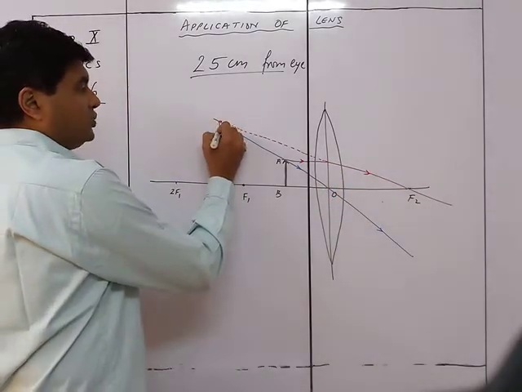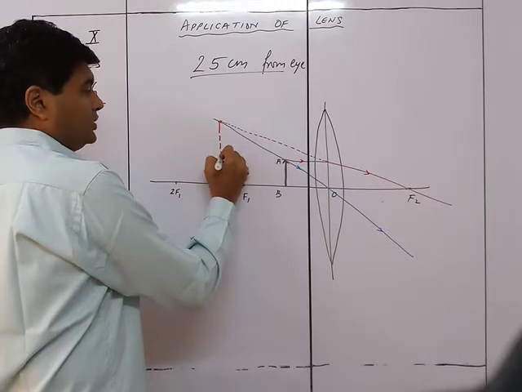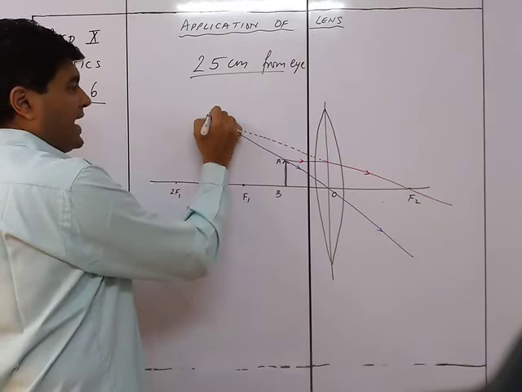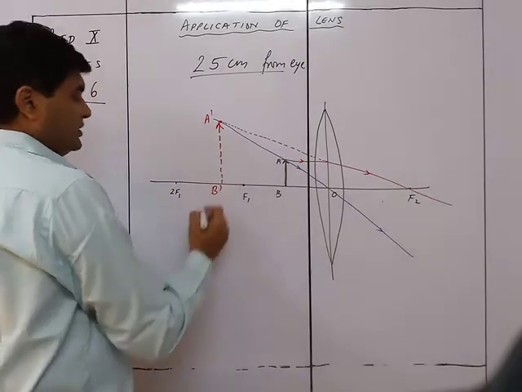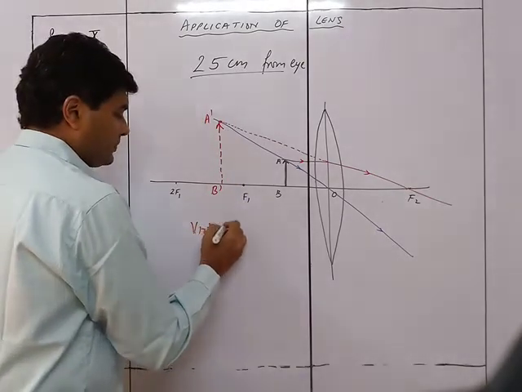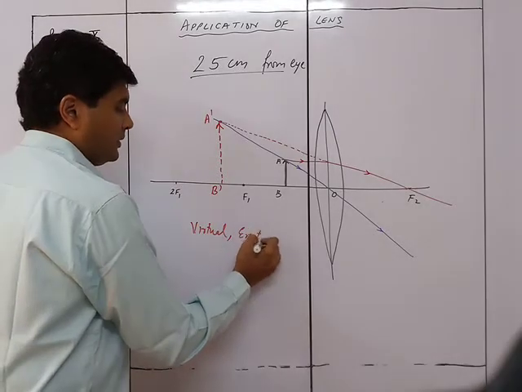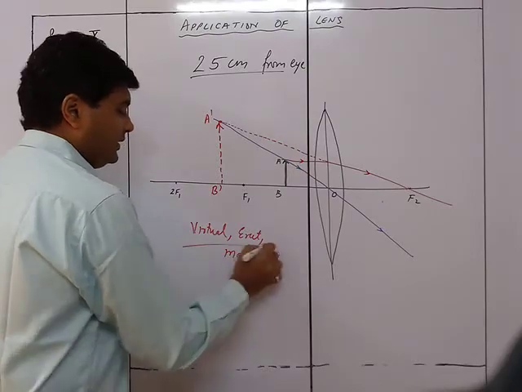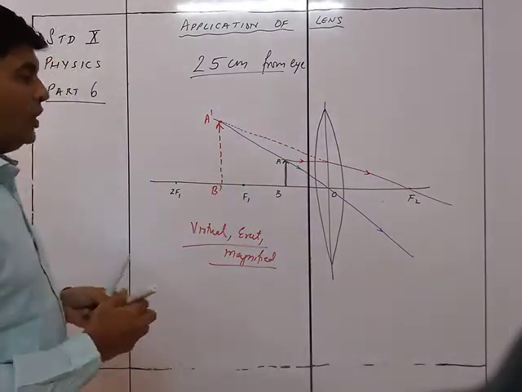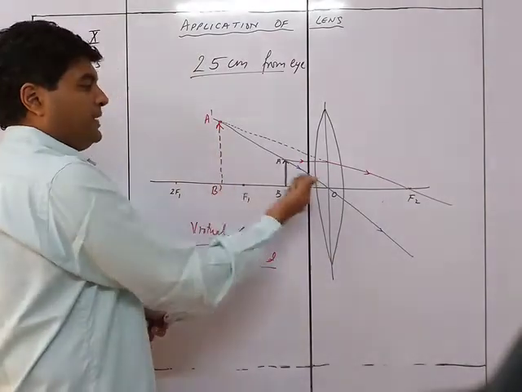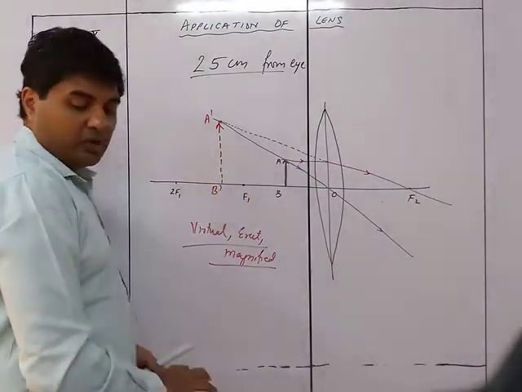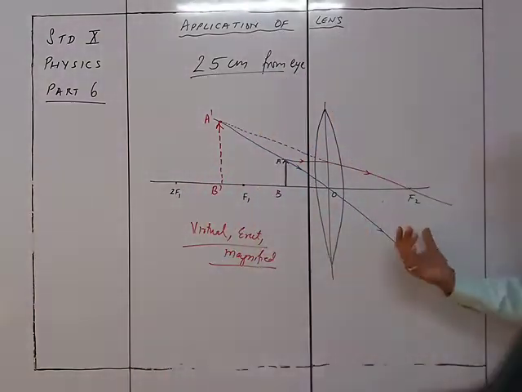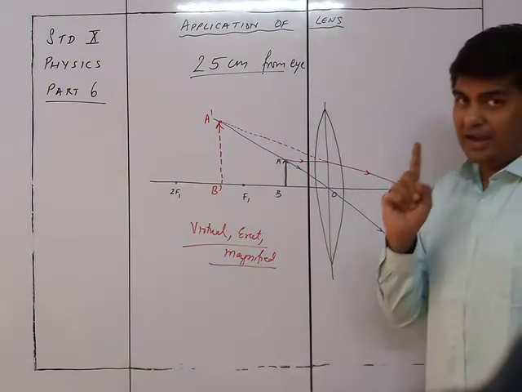So the image will be a virtual but magnified image over here, A dash, B dash, which is virtual, erect, magnified. This is the kind of image which will be formed on the same side of the object, behind the object, which will be virtual, erect and magnified. So this is what the figure will be like for a magnifying glass.